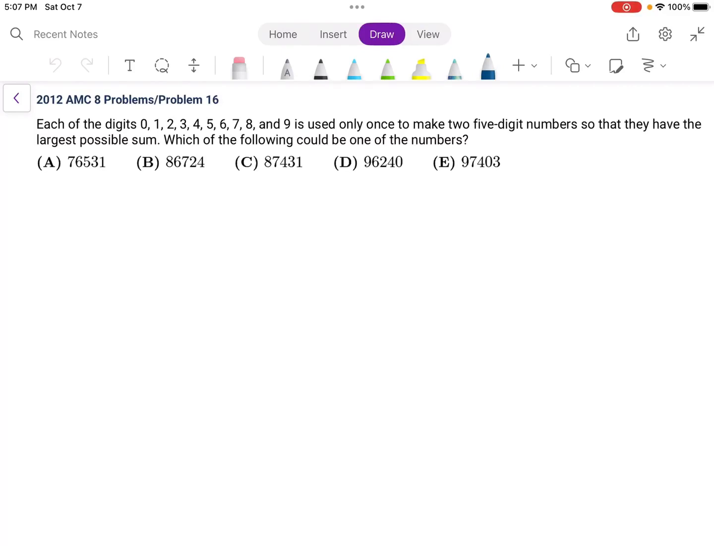Problem 16. To make the sum of the two 5-digit numbers maximum, we need to put the largest digits on the left side and the smallest digits on the right-hand side. So let's assume from left to right, the 5 positions are labeled 1, 2, 3, 4, 5. And the first position on the left side, for the two numbers, we need to put either 9 or 8.